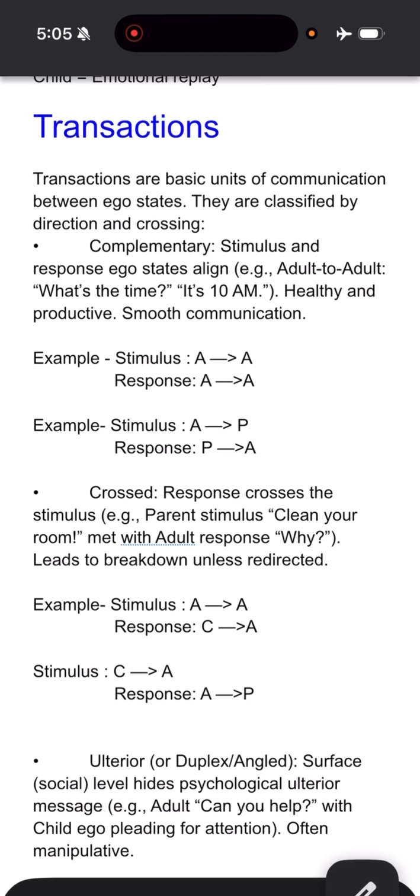So what happens if there's a complementary transaction? What we are expecting is what is happening. So there will be smooth communication, healthy communication, productive communication, right?